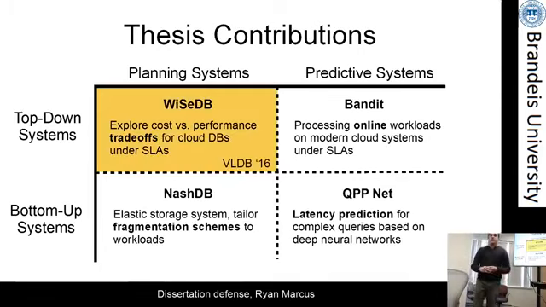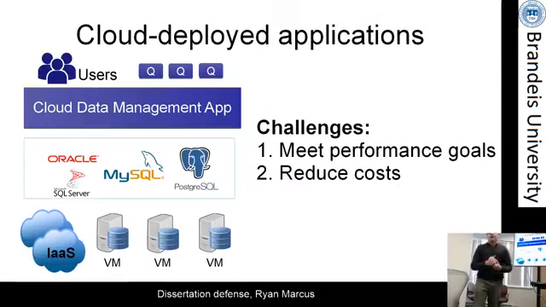The first system that I want to talk about is WiseDB. WiseDB is our system for exploring cost versus performance trade-offs in cloud databases. The system model that WiseDB assumes is that you have a user, they have some queries, they're going to submit those queries to a cloud data management application, and that application is realized by running some kind of relational database like Oracle or MySQL or Vertica on top of a number of virtual machines in a fully replicated environment.